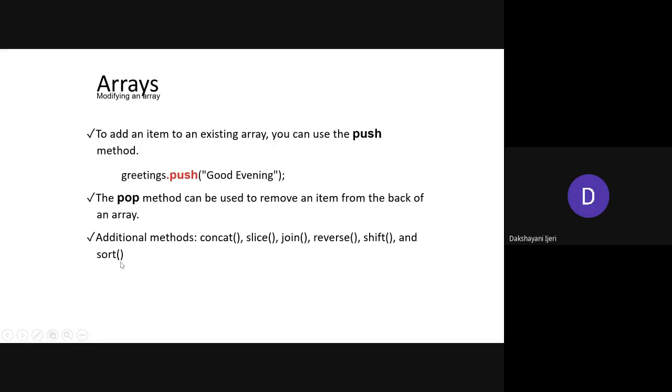Sort, in the sense, if you have numeric values in the array, by default it is going to sort in ascending order, and if you have string values, it is going to sort according to alphabetical order.